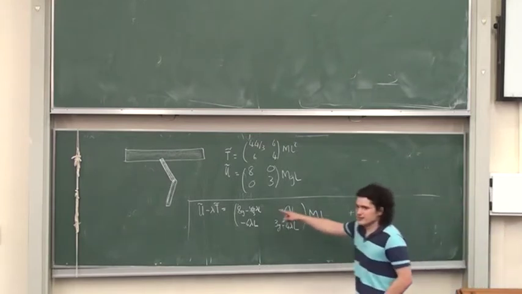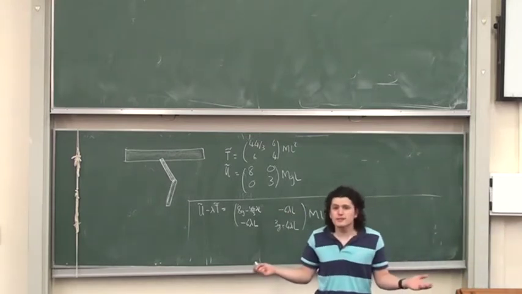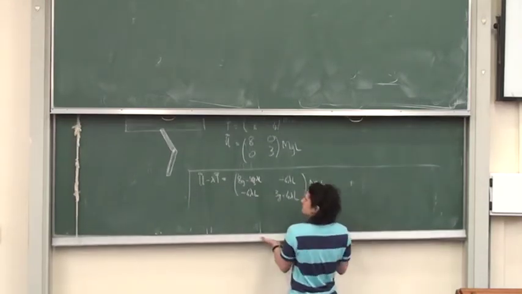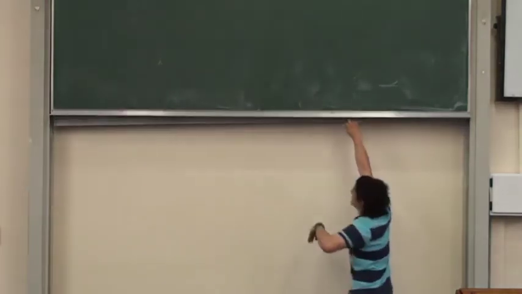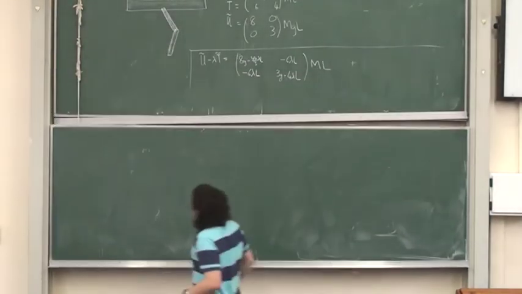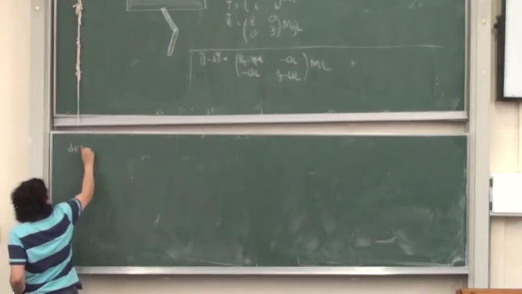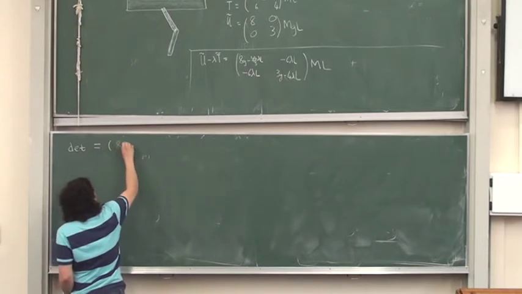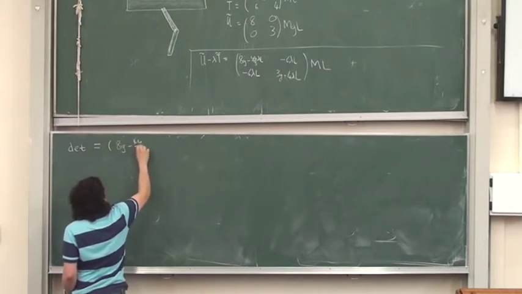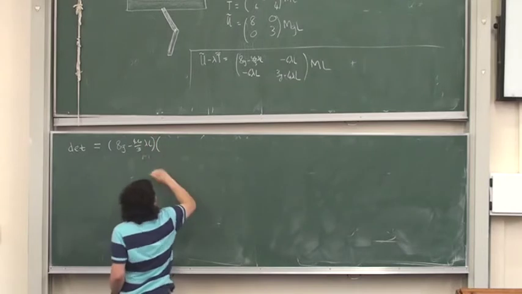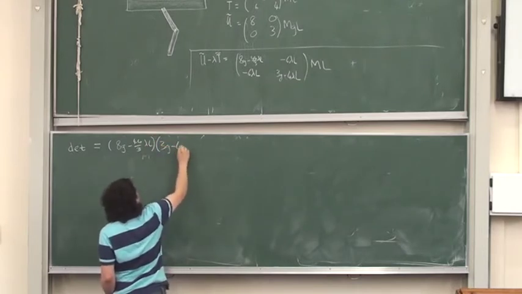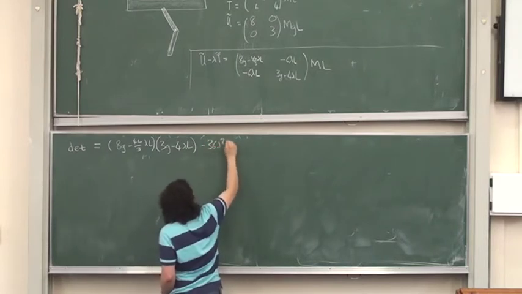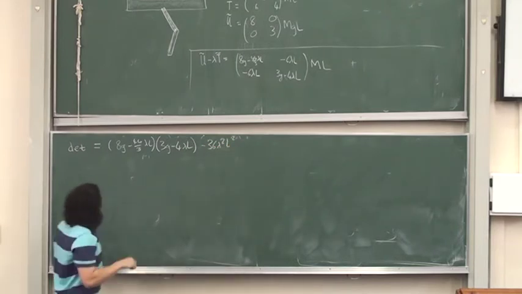Now we simply take the determinant of this and set it to 0, solve for the different lambdas. You know, the standard procedure for eigenvalues, these are generalized eigenvalues. Doesn't matter, it's the same thing. We go through the same steps. So the determinant of that matrix is equal to 8g minus 44 over 3 lambda L times 3g minus 4 lambda L minus 36 lambda squared L squared.